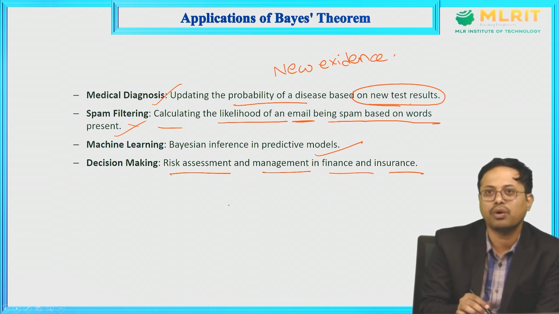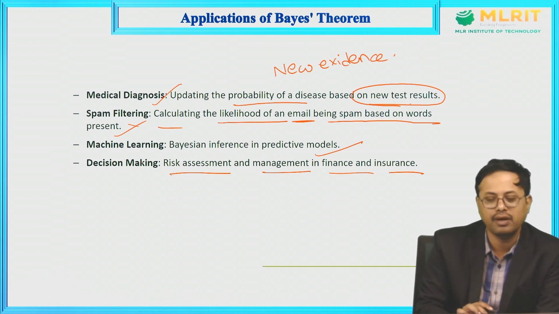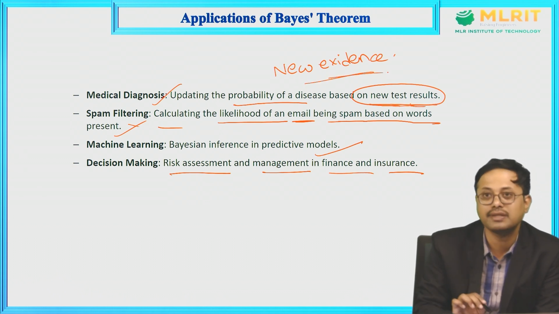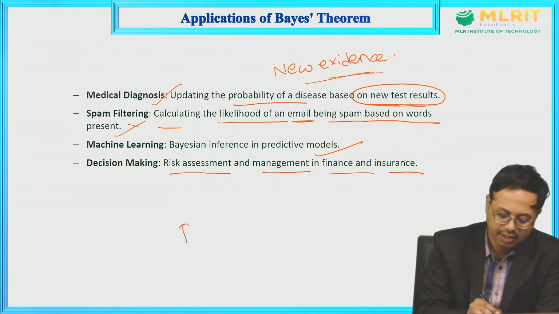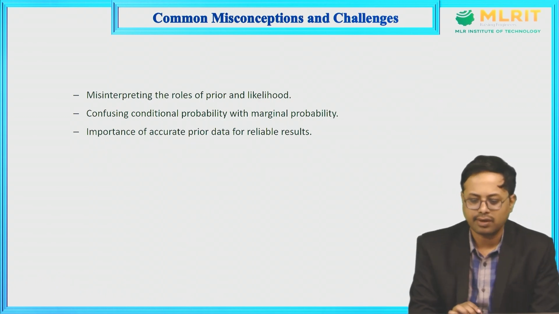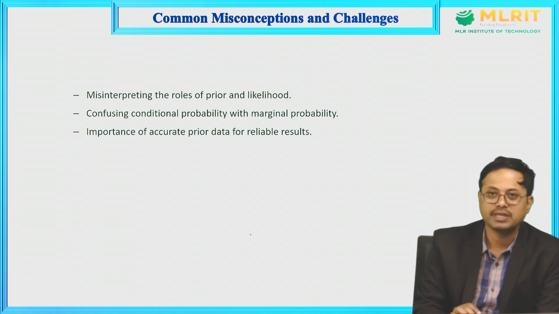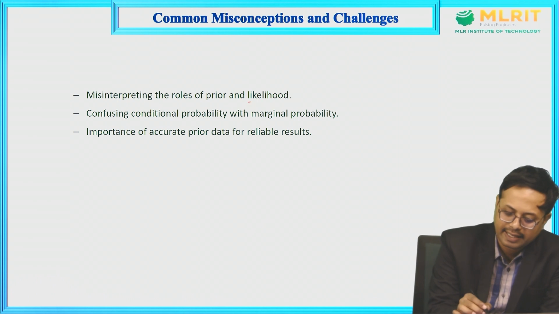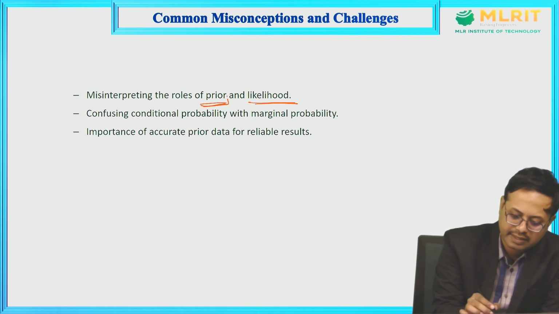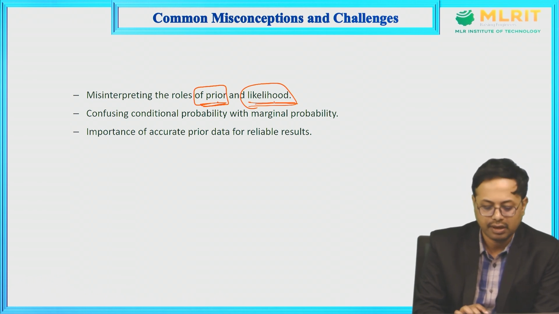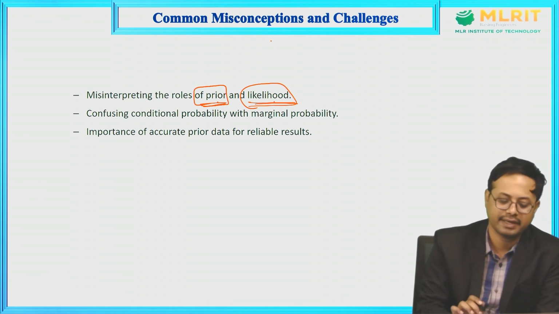Most of the total probability theorem concepts are applicable for Bayes theorem, but here we are taking new test results or new evidence, where the event is known prior. You have to remember these things. Next, what are the misconceptions and challenges of Bayes theorem? Misinterpreting prior and likelihood. You have to know whether it is a prior event or a likelihood one; we have to identify it, and only then can we use the Bayes theorem concept.